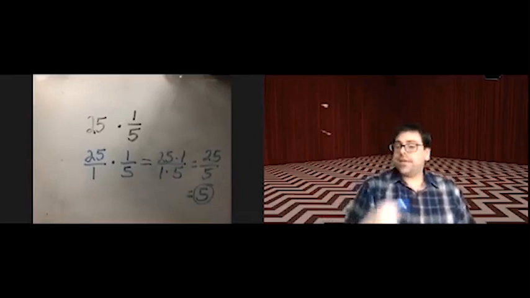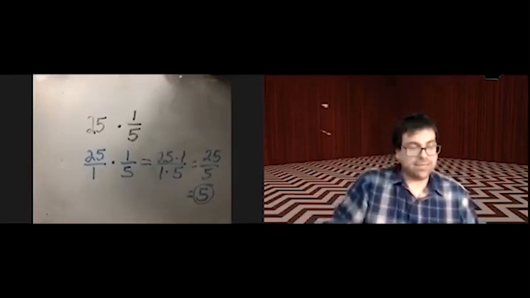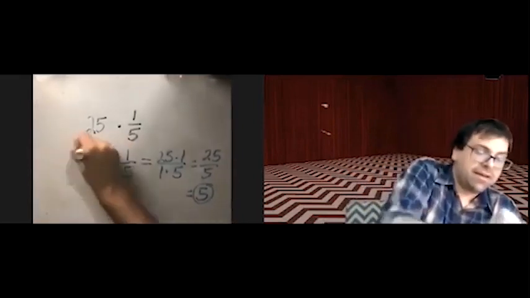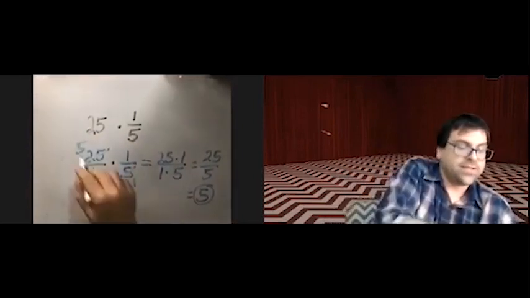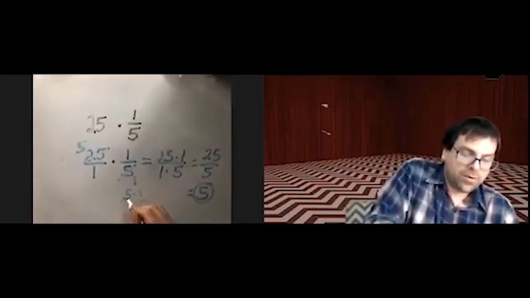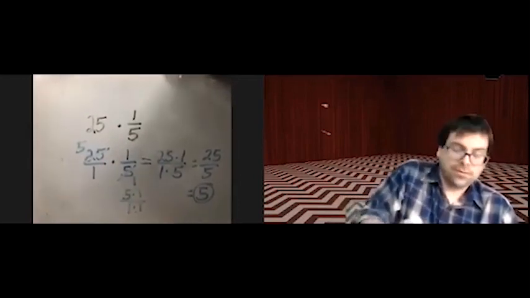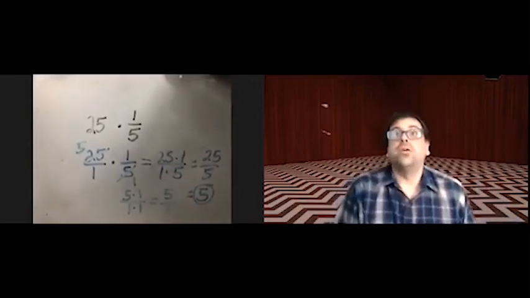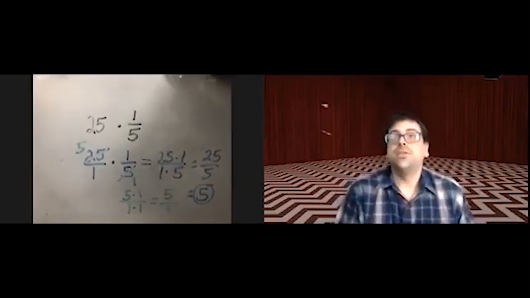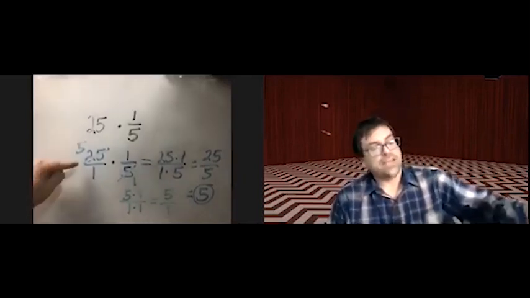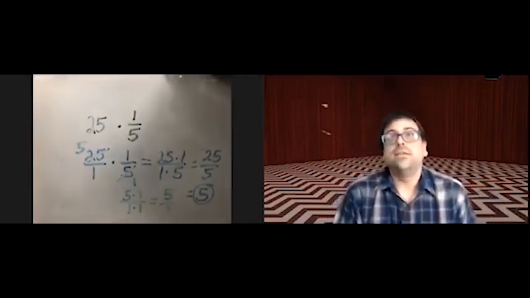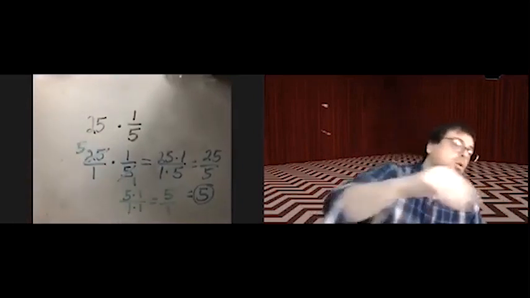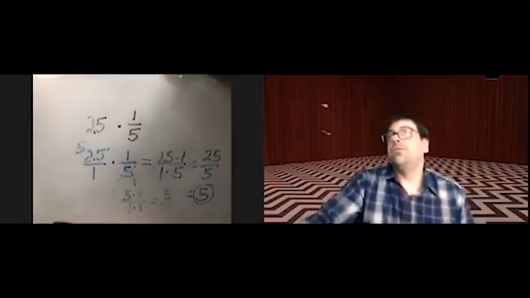And since we reduced, that means there was an opportunity for canceling that we even missed. 25 divided by 5 is 5. 5 divided by 5 is 1. And look at this. 5 times 1 over 1 times 1. That's 5 over 1, which is 5. So no matter how you're doing the multiplication, what's important is that the 25 is a top number and there is a 1 on the bottom. 25 means 25 over 1. Multiply like usual from there.